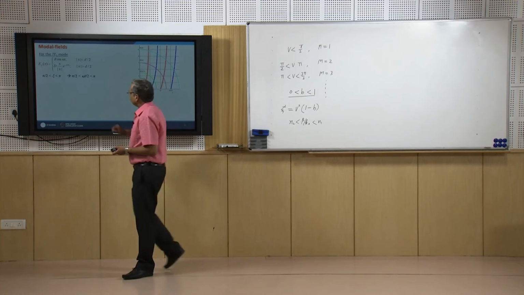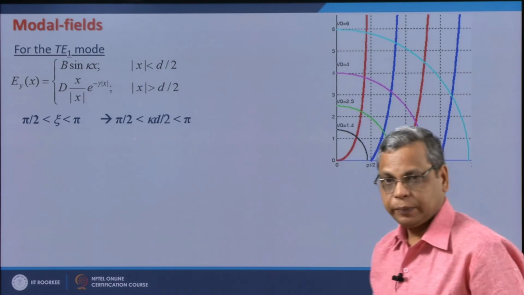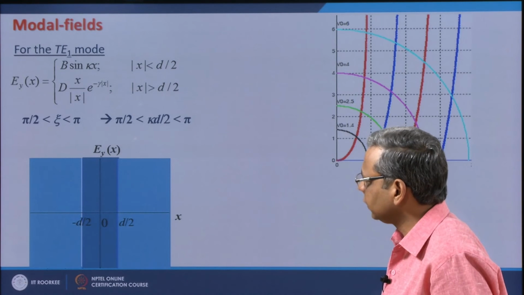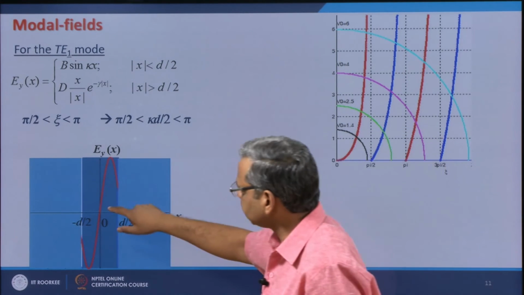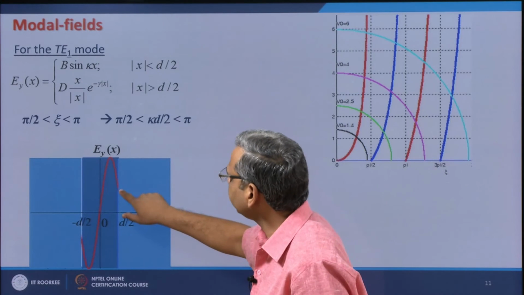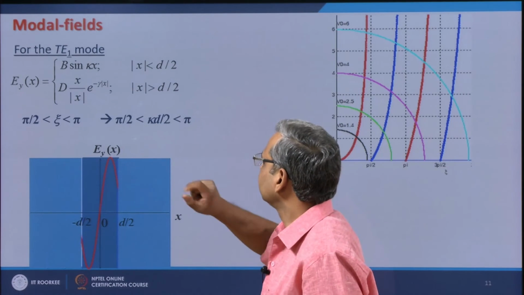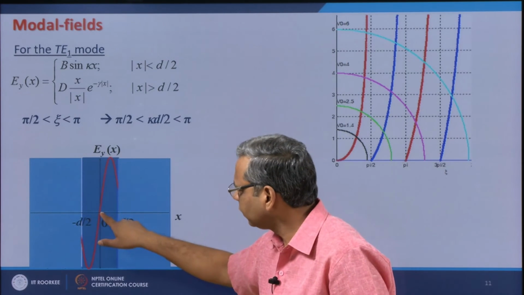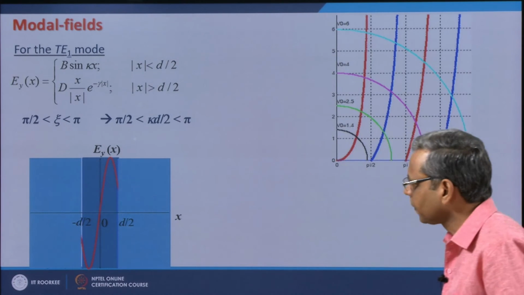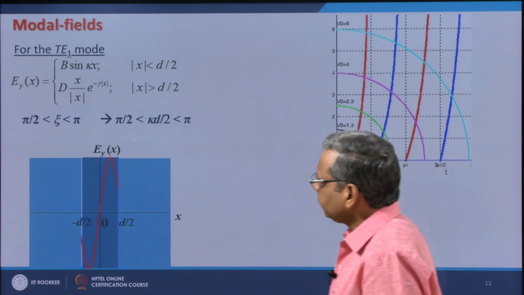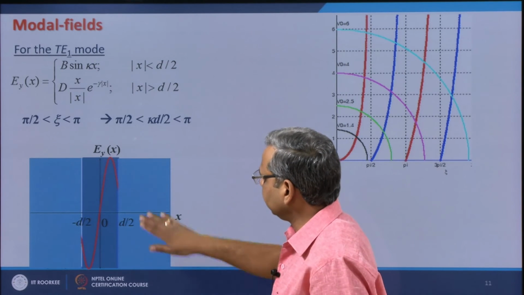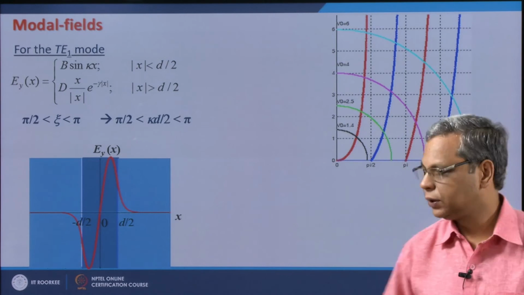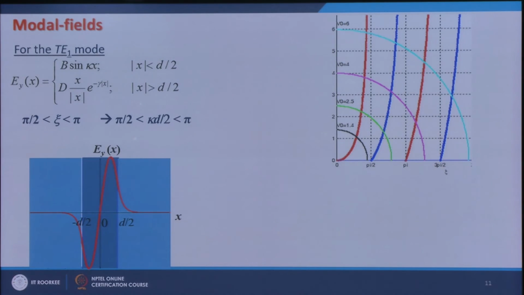Now, which means that kappa d by 2 would lie between pi by 2 and pi. In the same way, if I plot the field in the guiding film first, there would be a sine function. But at the boundary it has to be less than pi, so kappa d by 2 has to be less than pi. So, it would not cross another 0; there would only be one 0 which is at x is equal to 0. In the guiding film the solution would be like this, and in the lower index region the exponentially decaying term will take over, and this is how the modal field would look like.